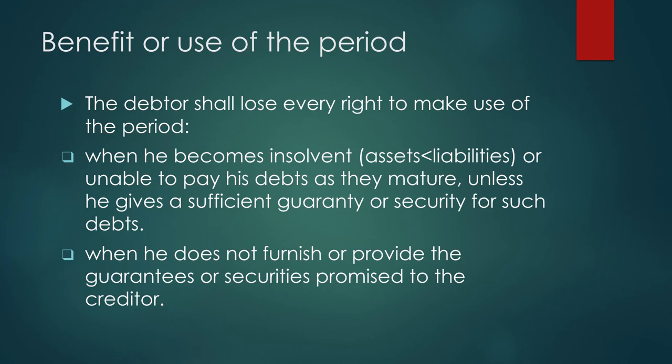So the debtor shall lose every right to make use of the period, and therefore the obligation can be demandable at once. It becomes pure obligation. Okay, another case is when he does not furnish or provide the guarantees or securities promised to the creditor. So kung meron dun sa that I will enjoy this period, di ba, babayaran ko after 5 years, pero hindi ka, with the guarantee or collateral, example, titulo ng lupa, and then you did not give the titulo ng lupa, then that will give rise to your obligation at once. Hindi na siya subject to the suspensive period because you did not comply with the guarantee or security you promised to the creditor. The creditor has the right to demand the obligation.